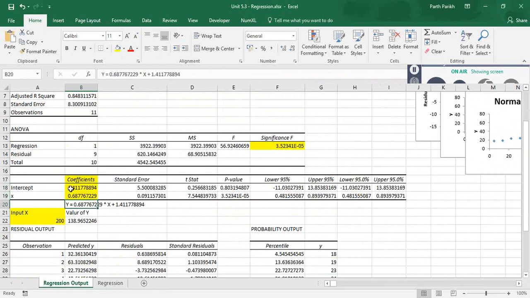The intercept is given over here and the slope coefficient is given over here. And then we actually saw how we get the value of x and value of y, depending on the input, what kind of output we are getting. Over here we have one thing which is more relevant, which is the p value.